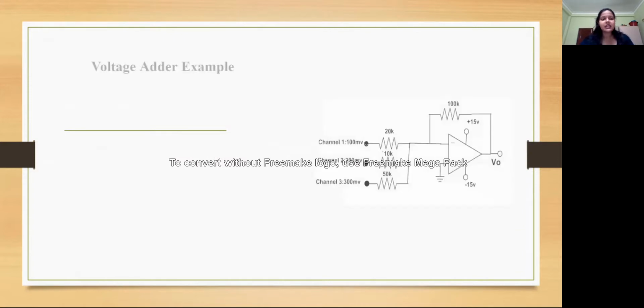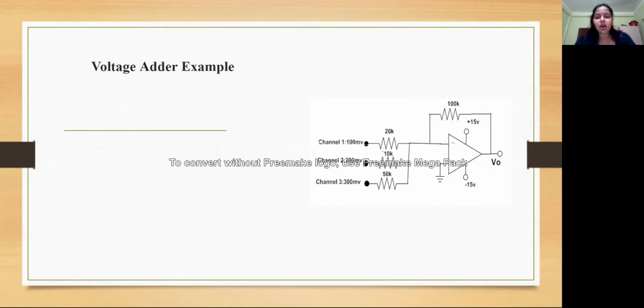But I must say that a voltage adder circuit, or summing amplifier circuit, is mostly used in inverting mode. So here we can have one example of a voltage adder. This is for your semester exam also. You can draw the circuit in your copy and solve it.